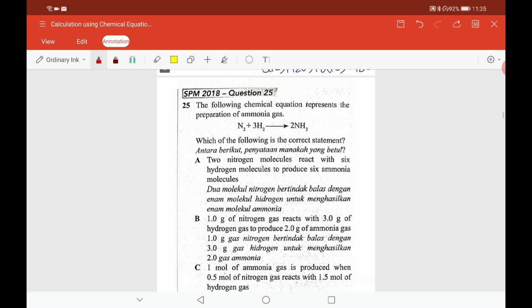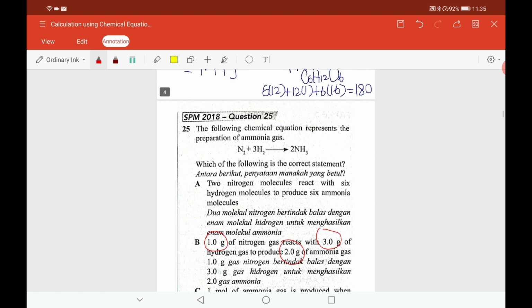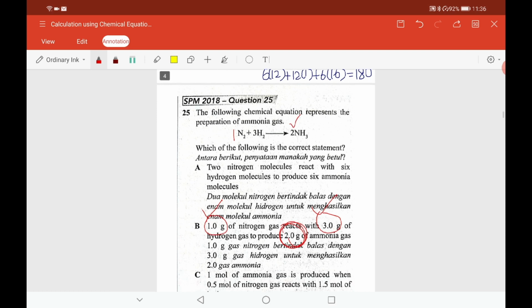Okay, so answer B say that 1 gram of nitrogen react with 3 grams of hydrogen to produce 2 grams of ammonia. So nitrogen, the number is 1, sounds good. Hydrogen, the number is 3, is good. Ammonia, the number is 2, is good. But this answer is wrong.